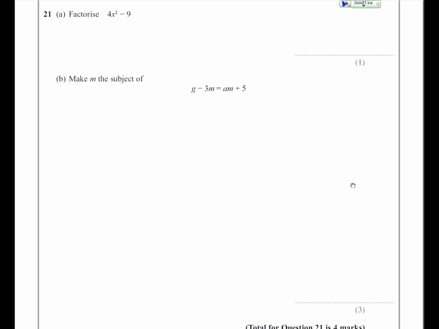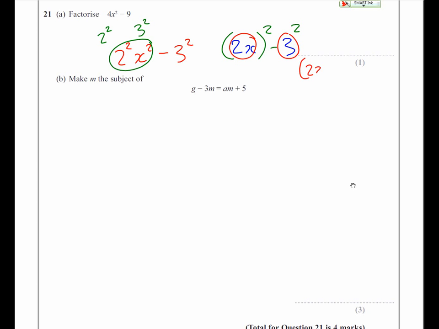Question 21. Tricky algebra question. We have to factorize this. You might notice that they're both square numbers. 4 is 2 squared. 9 is 3 squared. So if we were inclined to, we could write 2 squared x squared minus 3 squared. Well, these are both being squared, so we can put it together as 2x all squared, take away something else squared. This is actually called the difference of two squares, which says it's going to be 2 brackets that add that, and this take away that. And if you try that for yourself, believe me, you'll get that answer. It's only 1 mark, so I'm not going to go into it too much.